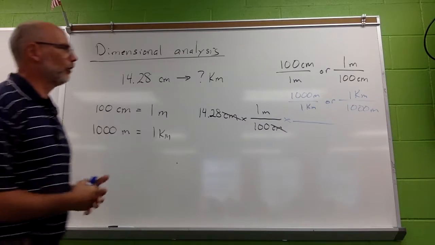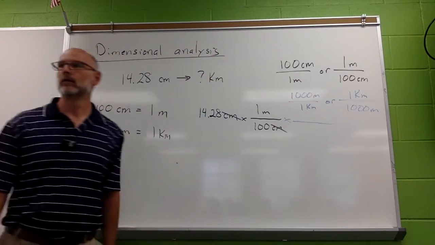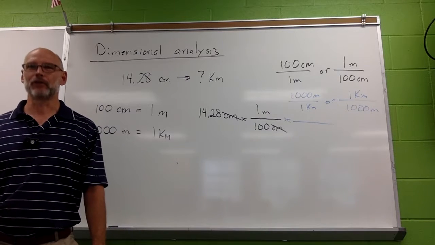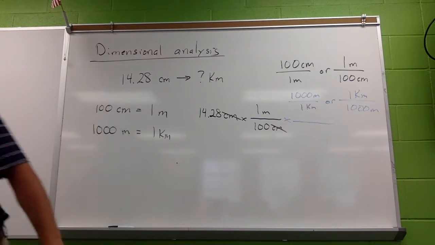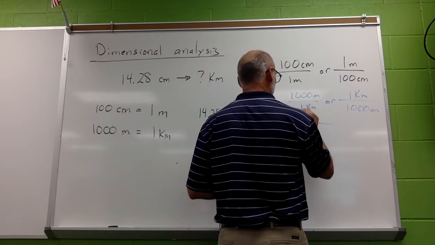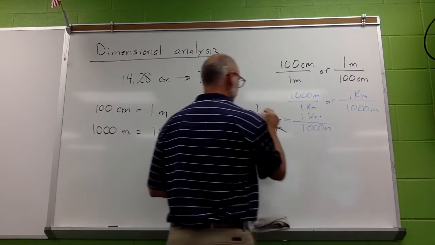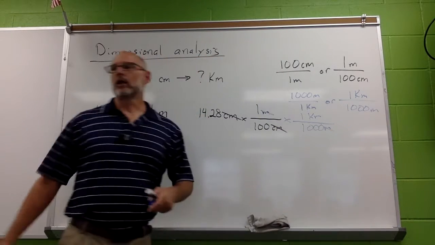Which of these do you think would be the appropriate one to use? The one on the left or the one on the right? Are you starting to clearly see the one on the right would be the best one to use there? So I will put 1 kilometer over 1,000 meters. My meters cancel. What unit am I left with?